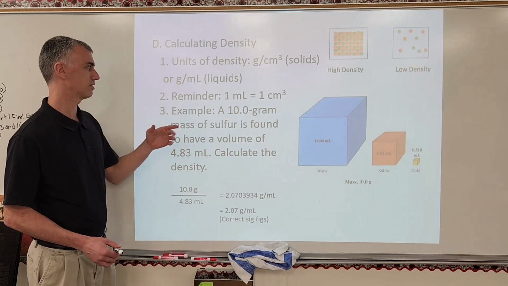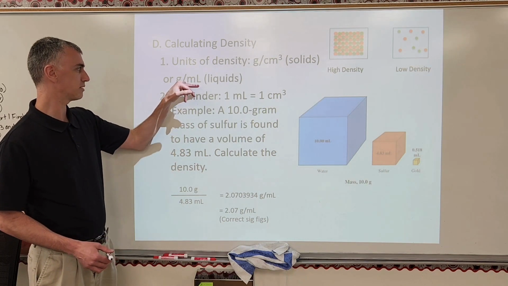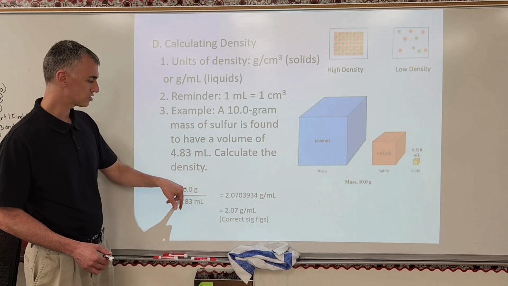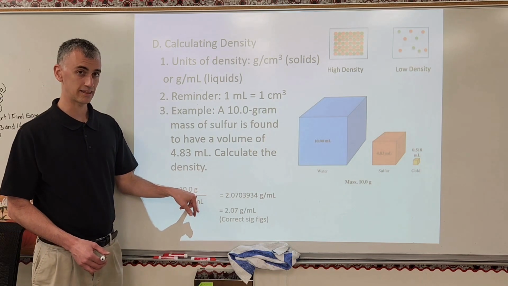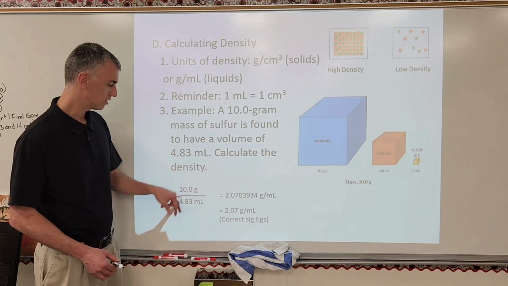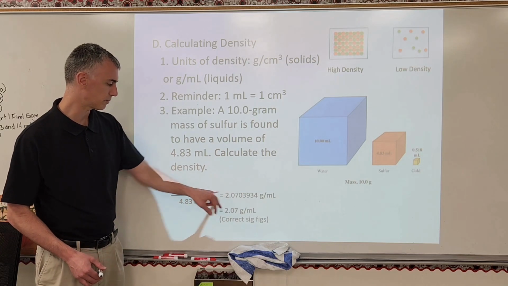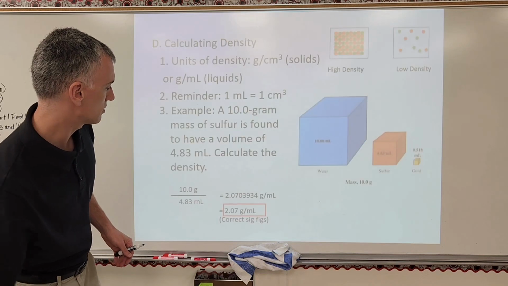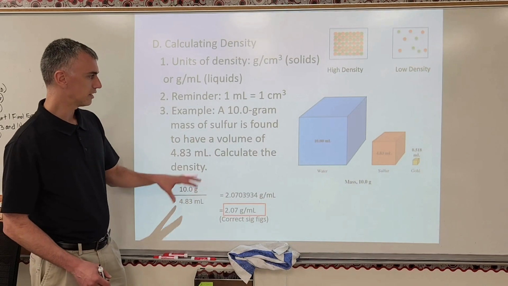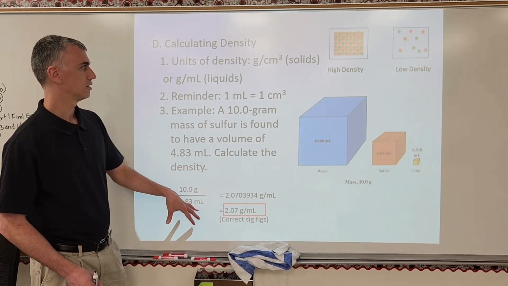Or grams divided by milliliters. It's some sort of mass divided by some sort of volume. So no matter what we give you, it's going to turn into basically that. So your mass divided by volume will give you something. Yes, keep an eye on your sig figs, round properly. And that's what you're going to be working with.